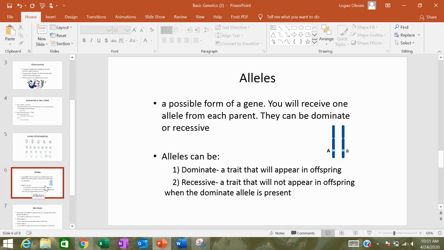Now, being recessive is the opposite of that. So in our case here, a dominant trait is a trait that will appear in an offspring, and a recessive trait is a trait that will not appear in an offspring.